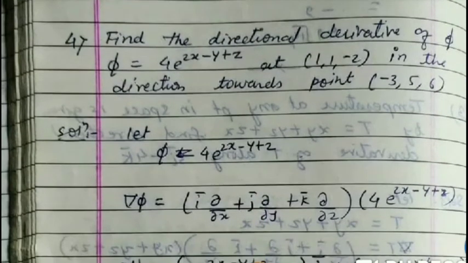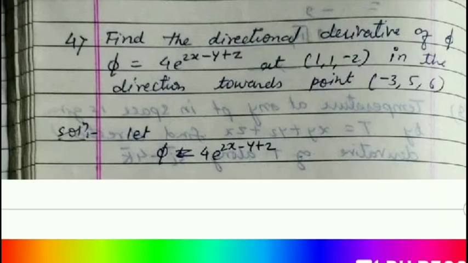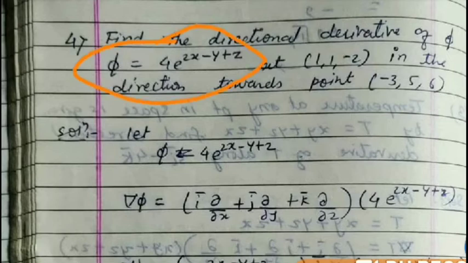Next, question 4. Find the directional derivative of phi equals 4 e to the power 2x minus y plus z at point 1, 1, minus 2 in the direction towards the point minus 3, 5, 6. Here the value of phi is 4 e to the power 2x minus y plus z at point 1, 1, minus 2. But in this question we are not given the vector.